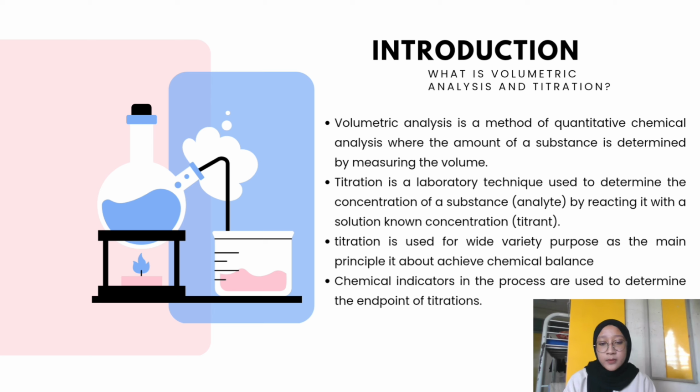So what is titration? Titration is a laboratory technique used to determine the concentration of a substance which is analyzed by reacting it with a solution of known concentration. Scientists and laboratory technicians use several different types of titration for a wide variety of purposes, such as developing medicine and diagnosing disease, which is our main topic. However, the main principle behind titration is the same, which is about achieving chemical balance, neutrality, and a certain level of concentration.